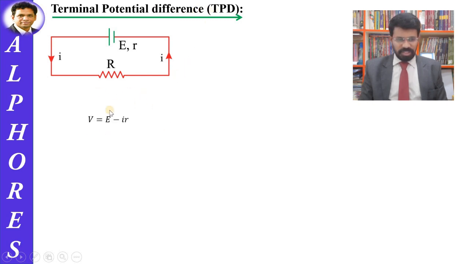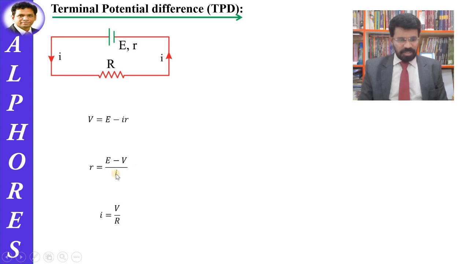It is expressed as V is equal to E minus Ir. In case of charging of a cell, it will be V is equal to E plus Ir. In case of discharging of a cell, it is V is equal to E minus Ir. We have seen all these details earlier. This equation can be further modified as r is equal to (E minus V) by I. Here r is the internal resistance of the cell. We need these details for further discussion, so I am recollecting all these details.